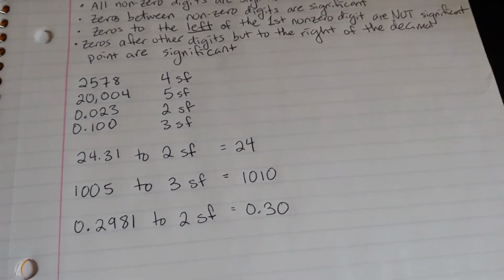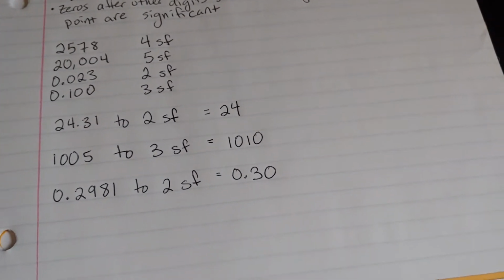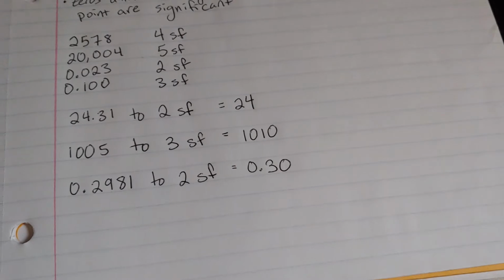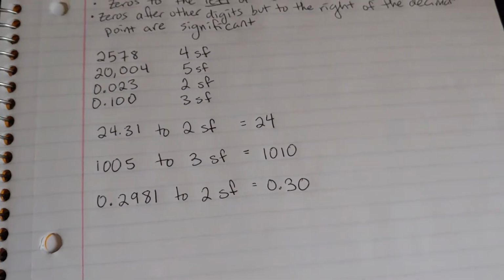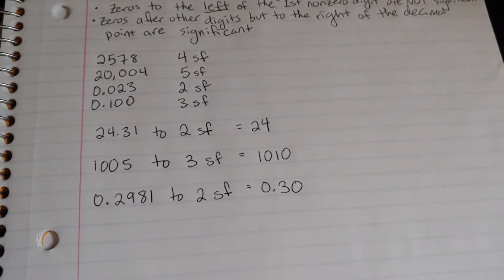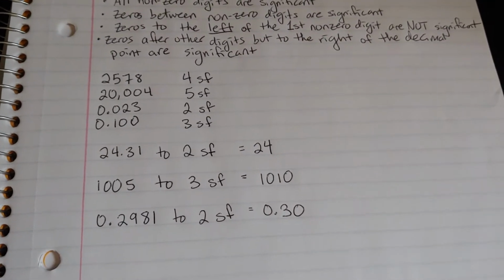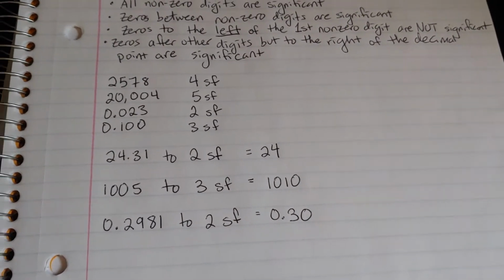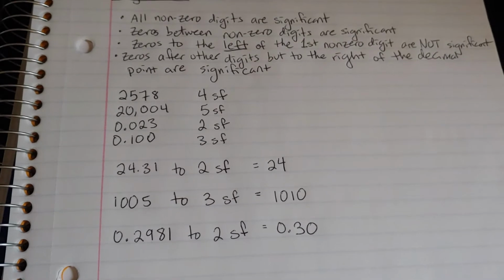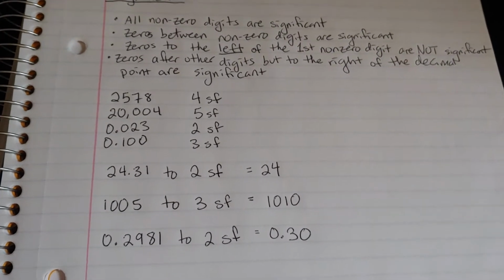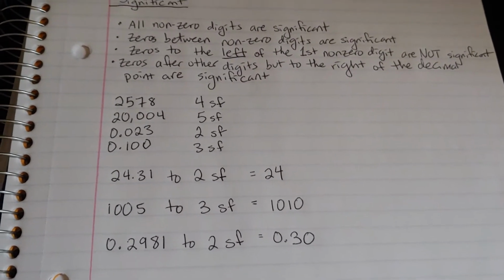0.30, and because that 0 is to the right of the decimal and it's trailing, it's significant. So there I have those extra sig figs. All right, so next we're going to talk about percent error.